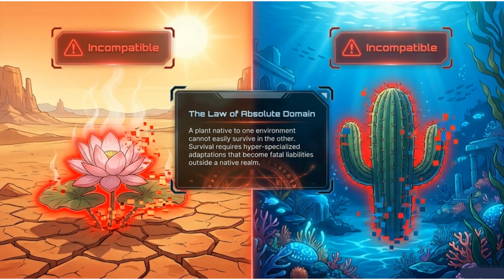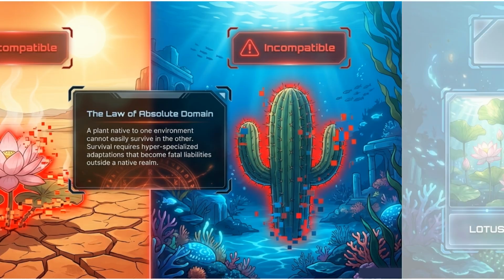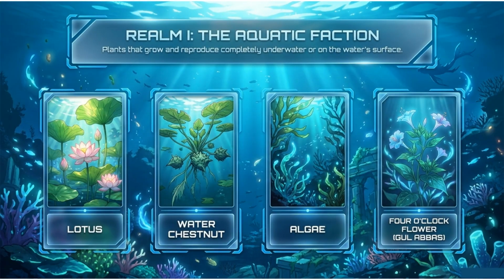Survival is governed by the law of absolute domain. Plants are hyper-specialized for their native environment, making it nearly impossible for them to survive if displaced into the other realm. First, we examine the aquatic faction.